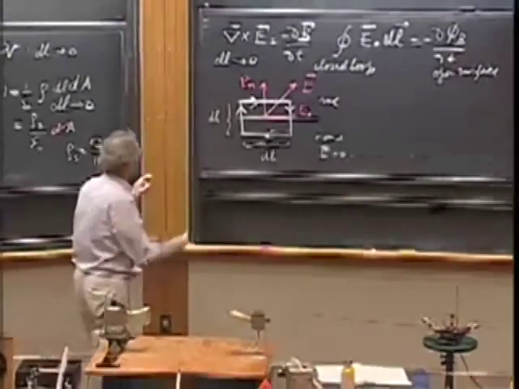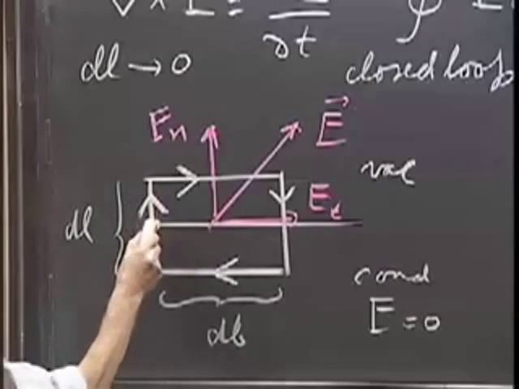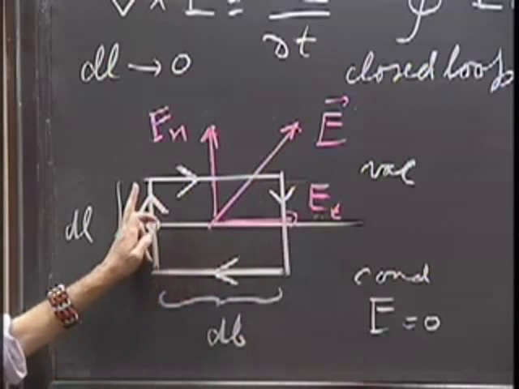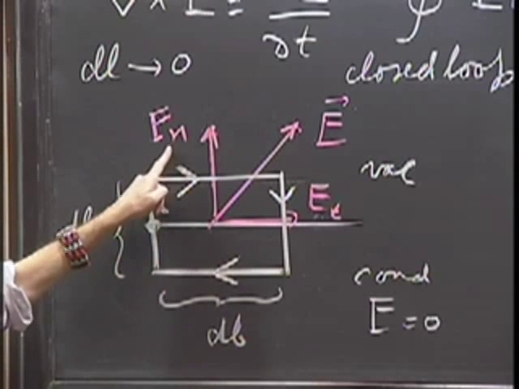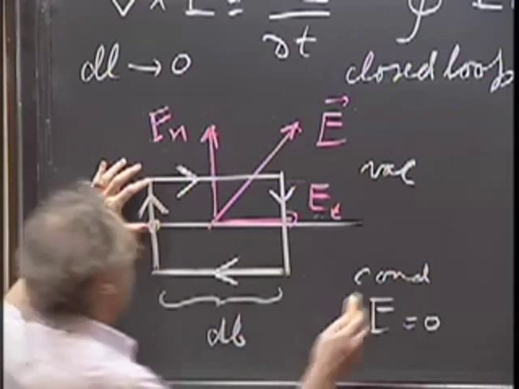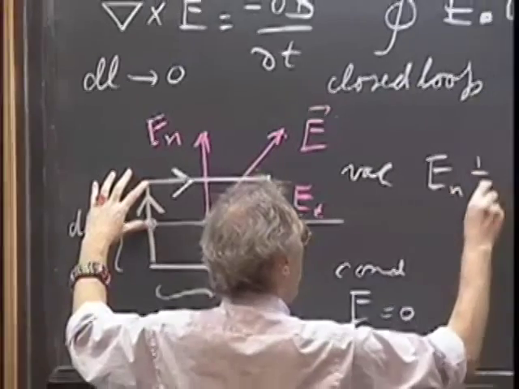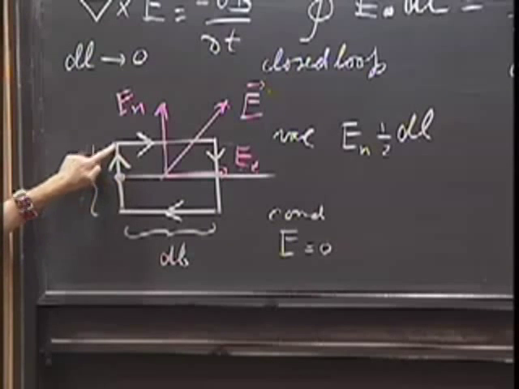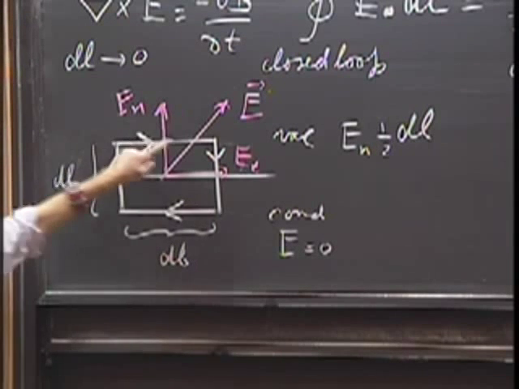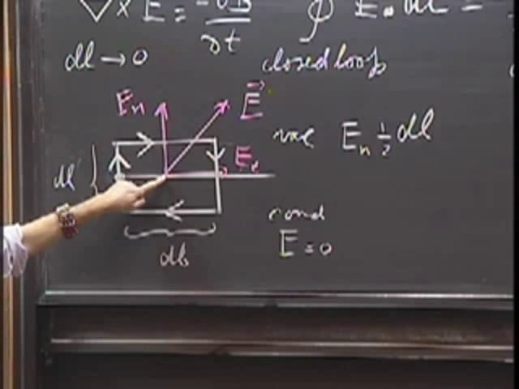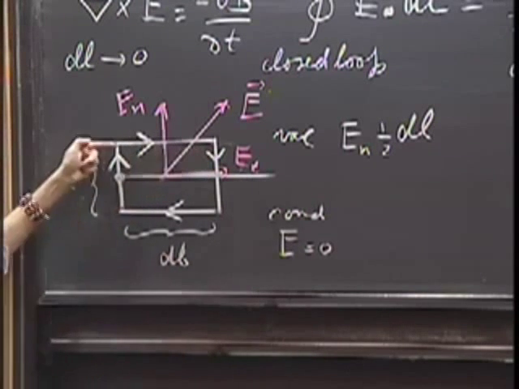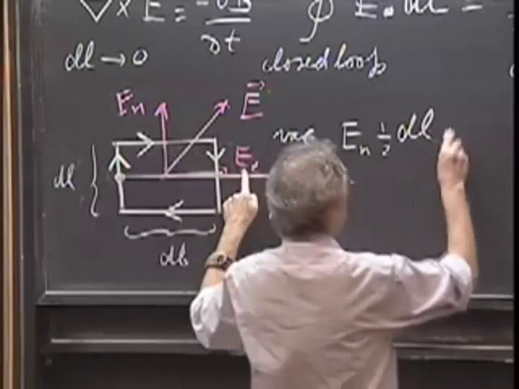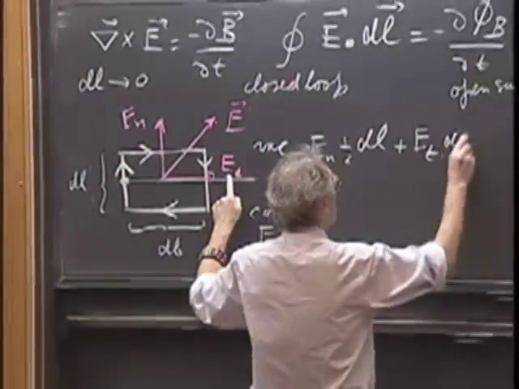So if you're ready for this, I start here, and I move in this direction. So the E of t has no impact because it's perpendicular to my direction of motion, so the dot product is zero. So all I worry about is this one. And so I get E of n times 1/2 of dl. Let's suppose that this is 1/2 of dl and this is 1/2. So that's when I go from here to here. So now I go from here to here, and now, of course, E of n has no effect because it's perpendicular to dl. dl is a vector in the direction that I'm moving. So now I only deal with E of t. So now I get plus E of t times dB.